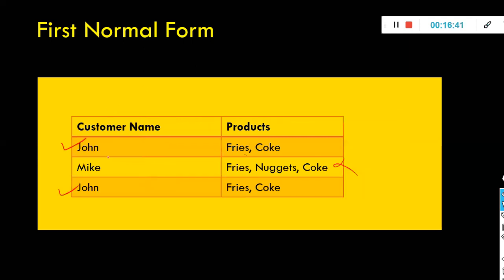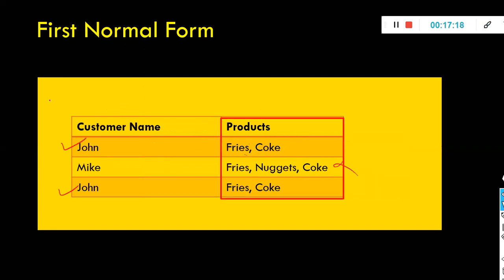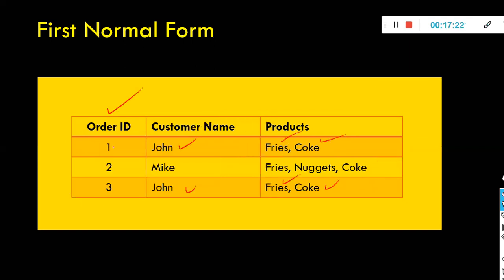The first rule is all rows must be unique, but John's name is appearing more than one time, in more than one record. Now, when I introduce a column called order ID, John, maybe he is the same guy, but he raised two different orders. He ordered two different times. In order ID 1, he ordered fries and Coke in the past. In order ID 3, he ordered fries and Coke again. Order IDs are different. This way, I addressed the duplicate issues, because the order ID is a unique value. Here we don't see duplicate values. Though the customer name is the same, the order ID is different. By introducing this, I addressed the duplicate record issues.